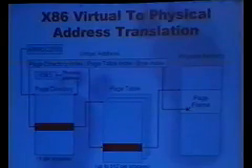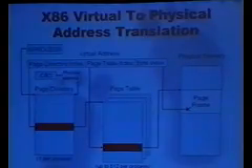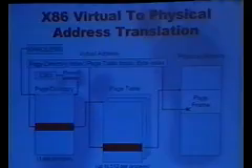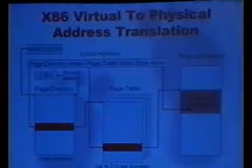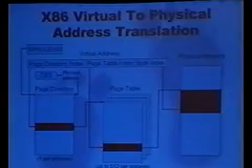So now we're at the base address of the frame in physical memory. But to actually get to the address that caused the memory access, we now need to combine it with the byte index or offset into that page frame. And therefore you get your complete physical address and your translation is complete.